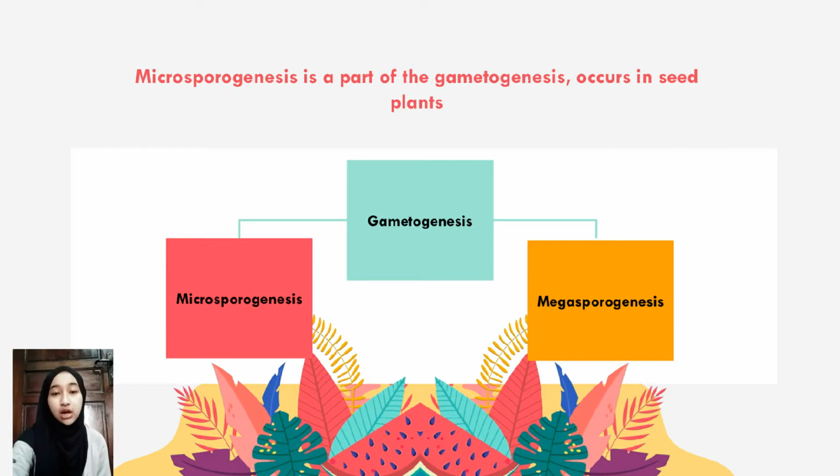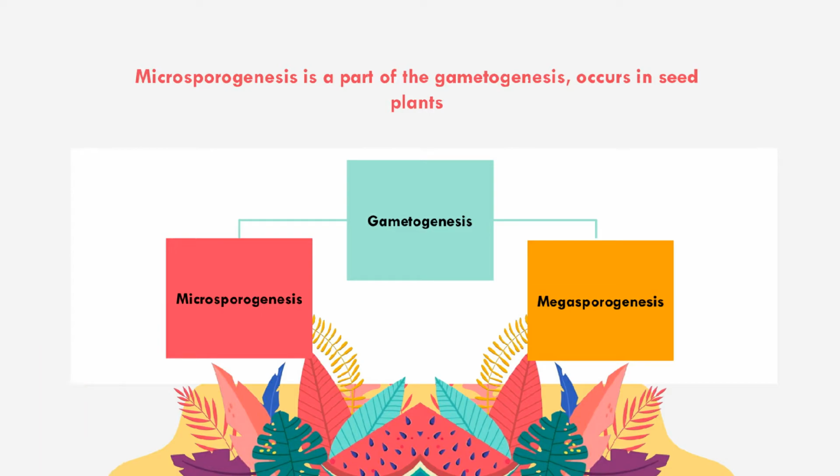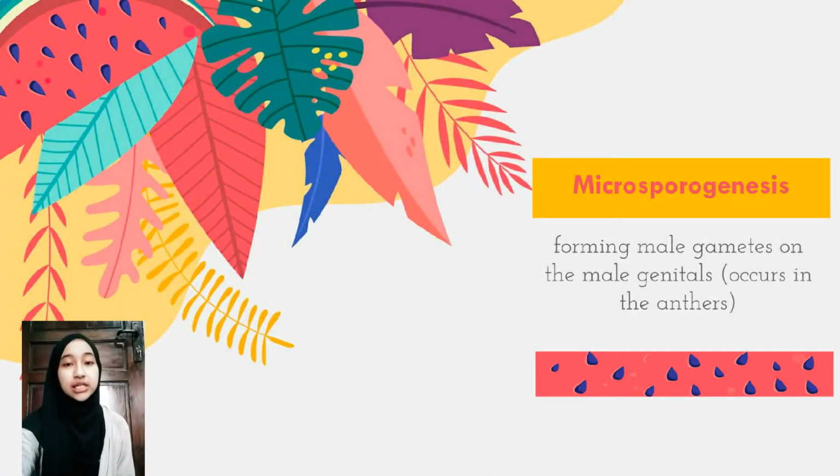Gametogenesis is the process of gamete formation that occurs in the reproductive organs and occurs in mature organisms, both in humans, animals, and plants. So, gametogenesis in seed plants consists of two: the first is microsporogenesis and the second is megasporogenesis. Both occur in seed plants and have different processes. But now I will explain about microsporogenesis.